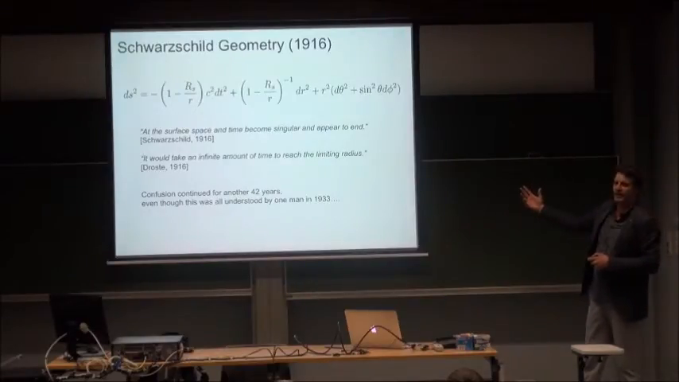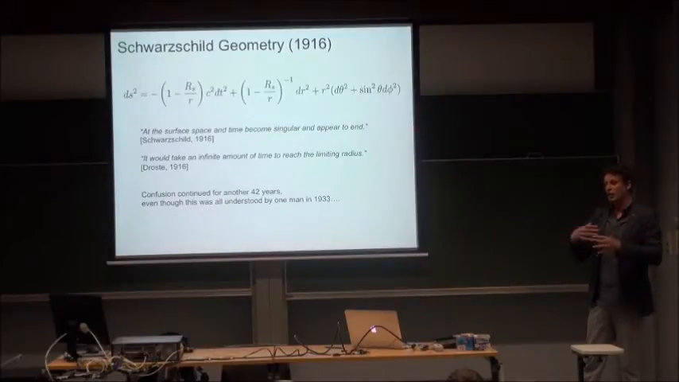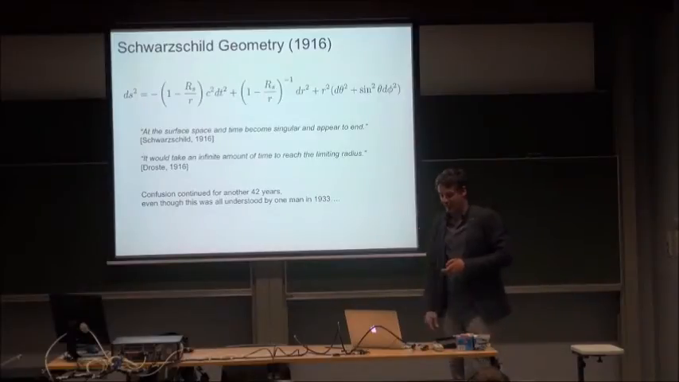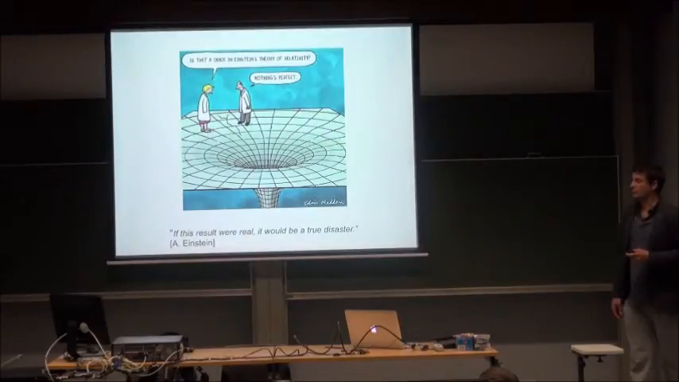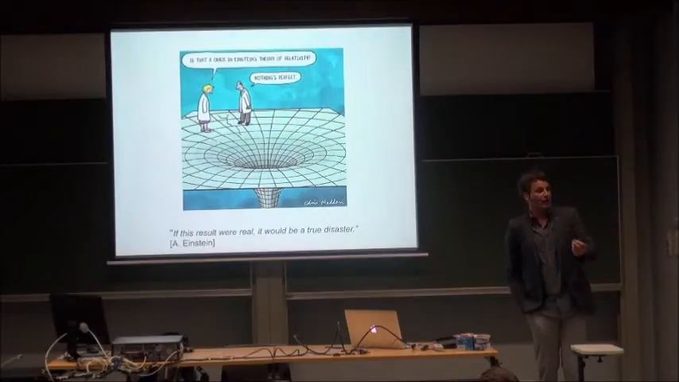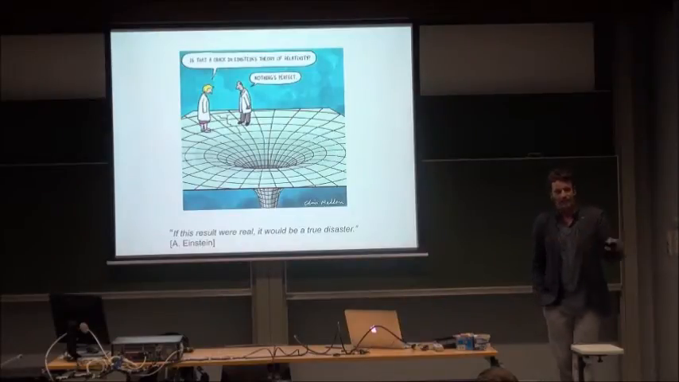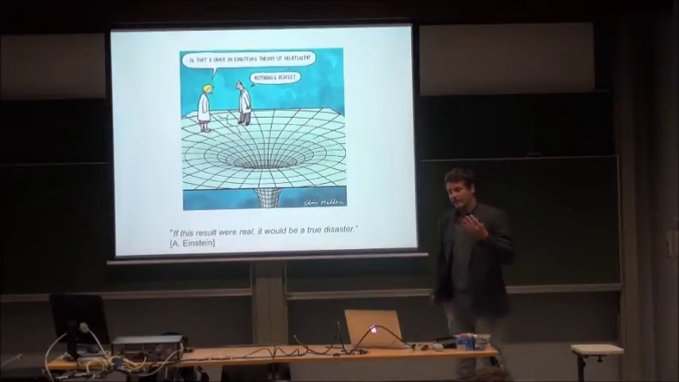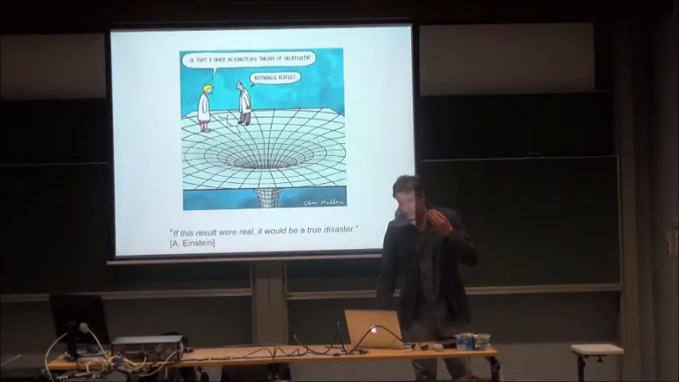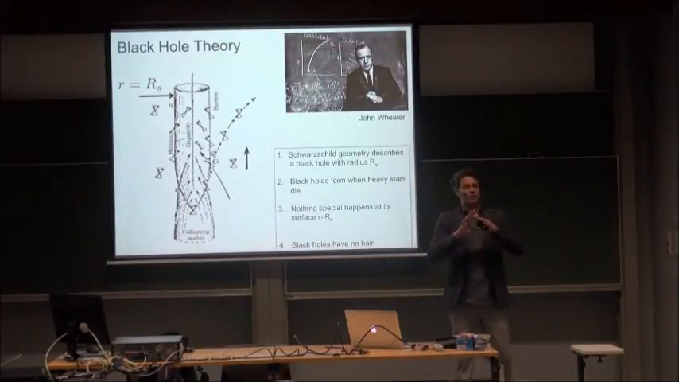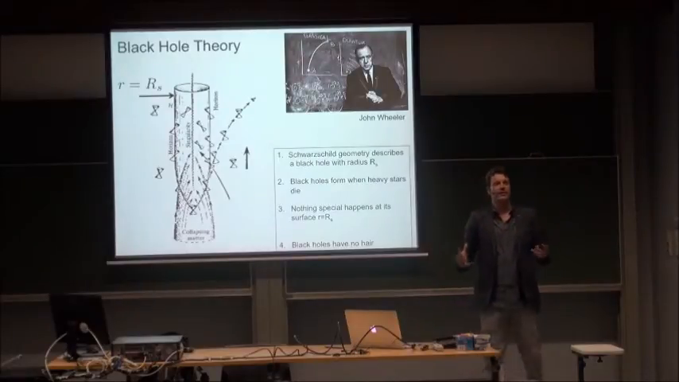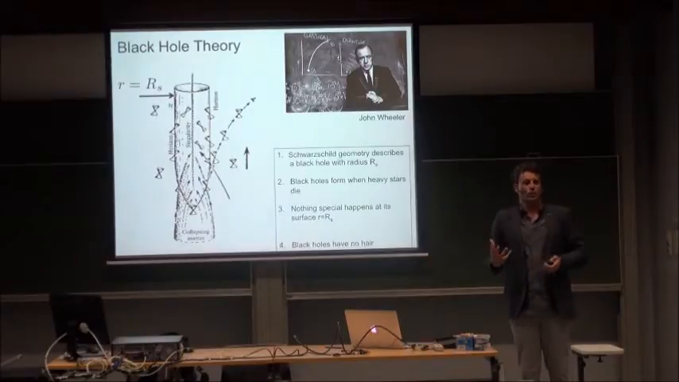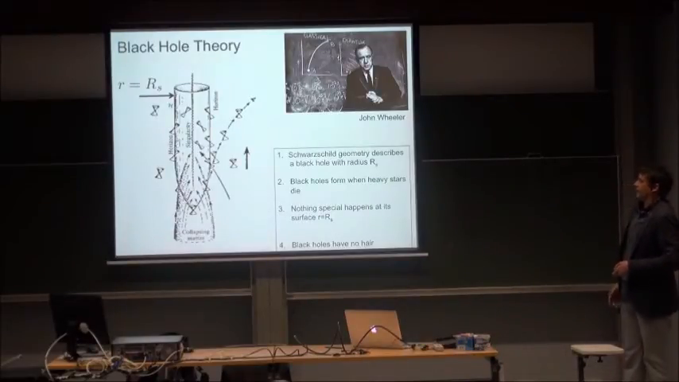Coordinates t, r, theta, phi here are arbitrary labels of points in general relativity. You can change coordinates and your solution can look entirely different, even though the physics is the same. But if you use bad coordinates, you get misled. And the whole science community was misled for decades. And that's the root of Einstein's famous statement: if this result were real, it would be a true disaster. Einstein said, okay, Schwarzschild, your solution is fine, I agree with the mathematics, but physically, it's going to be completely irrelevant. And that was the position he maintained till late in his life, till the Second World War. And it's only after the Second World War that the black hole theory was finally formulated, understood, and made into a rigorous framework. That's what we now know as black holes. And these are the four cornerstones of black hole theory.